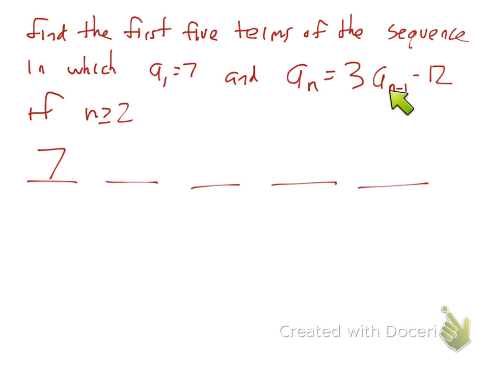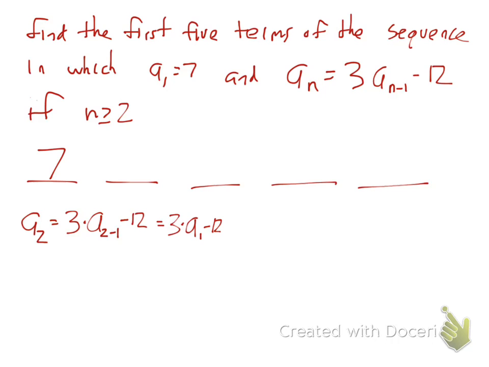And so, if I'm looking for a2, I have to go down here, and I'll put a2. a2, guys, is 3 times a of 2 minus 1 minus 12. This is how I have to write these out. Notice that I subbed in 2 for n, because that's what I'm looking for, the second term. And 2 minus 1, though, is what? It's 1. So now it becomes 3 times a1 minus 12.